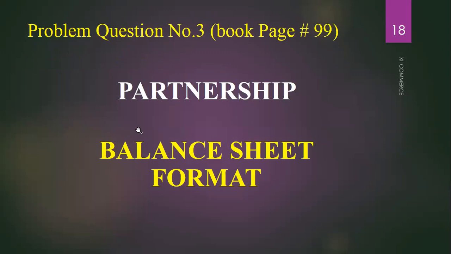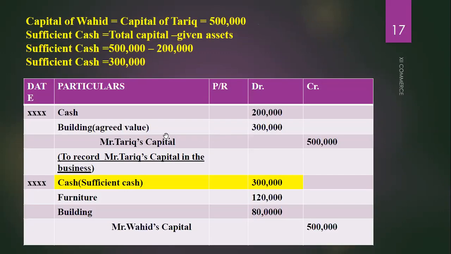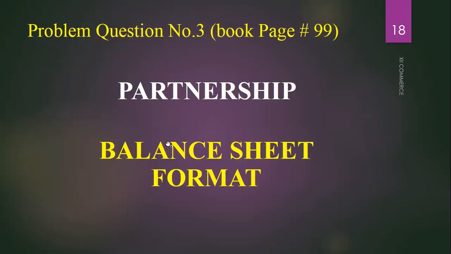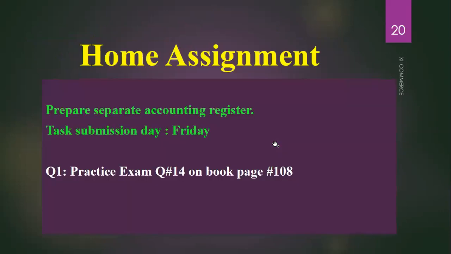Now we have to proceed towards the second part of the problem, that we have to prepare the balance sheet also. So the balance sheet of this question, exam question number 14, is the same as we have done in the previous question, and I will discuss the balance sheet again. Assets is your debit side, equities is your credit side.